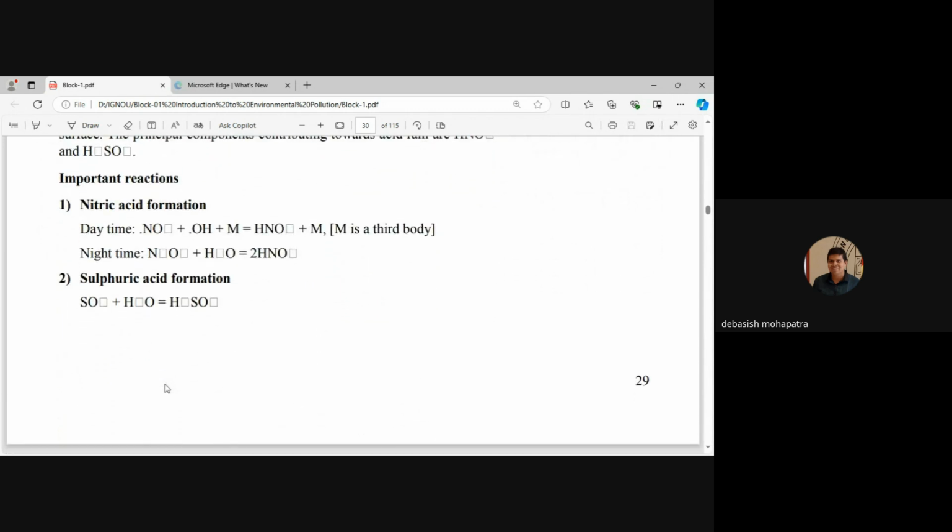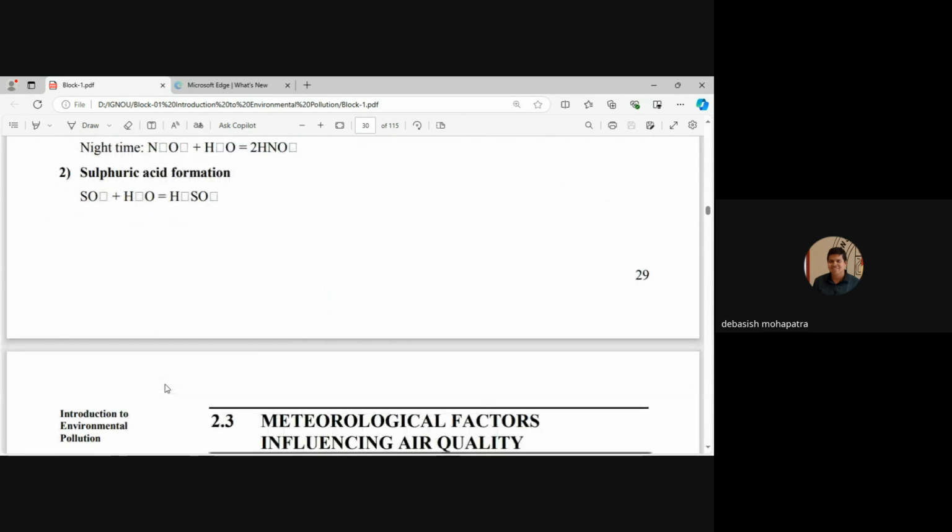This is how nitric acid is formed. NO2 plus OH plus M gives HNO3. M is the third body, and at night N2O5 plus H2O gives 2HNO3 also. Then sulfuric acid: SO2 plus H2O gives H2SO4. That is why sulfuric acid and nitrogen oxide are harmful.